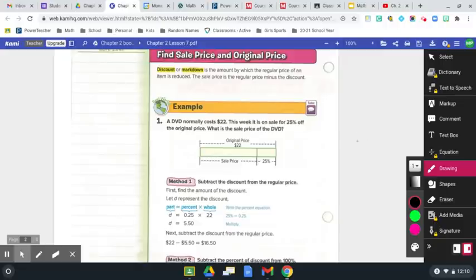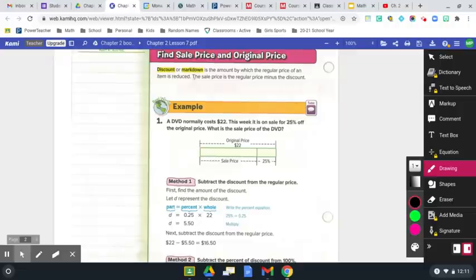Alrighty, lesson 7. We are on page 160. So I said lesson 7 was going to talk about discounts and sale price and total cost. So let's talk about discount. So at the top here, it says discount or markdown. Those both mean the same thing. You might see either word.